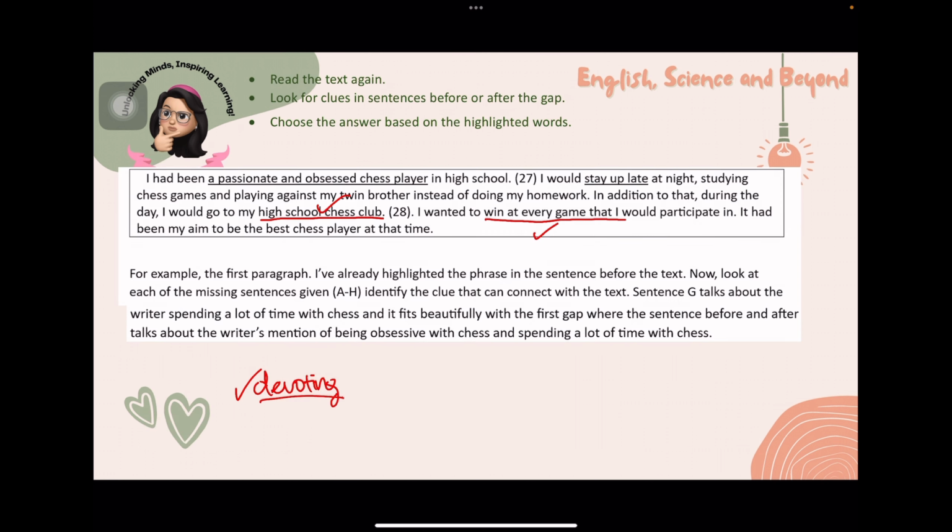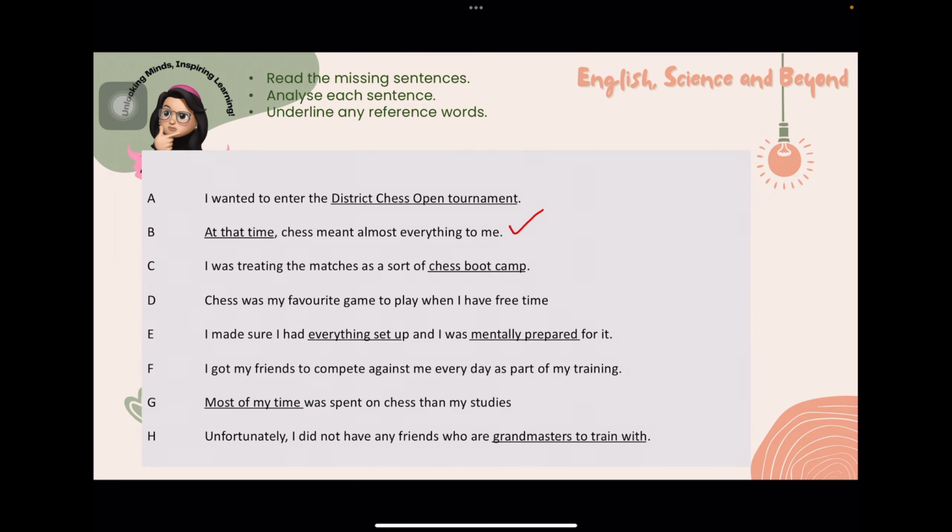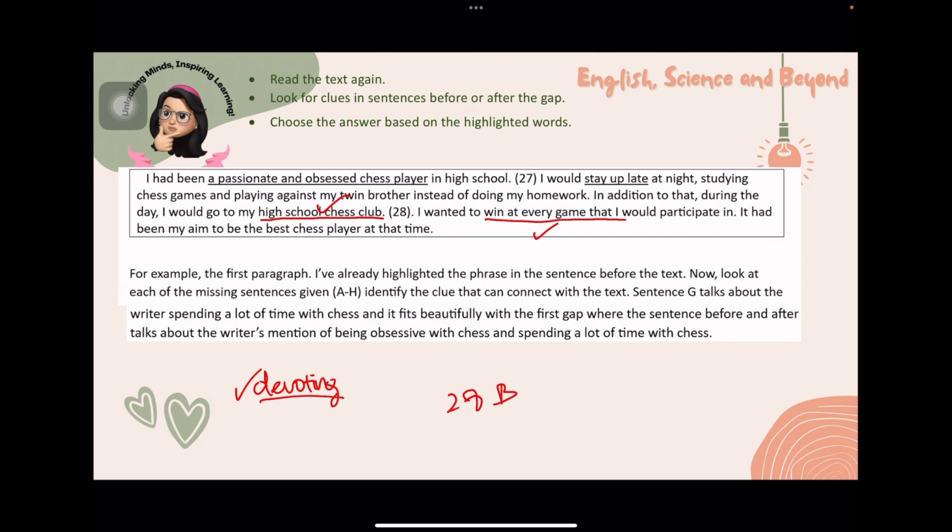So 28 is B. Why? Because sentence B talks about how much chess meant to this author, which is harmonious with the clue in the sentence before the gap and the sentence after the gap.